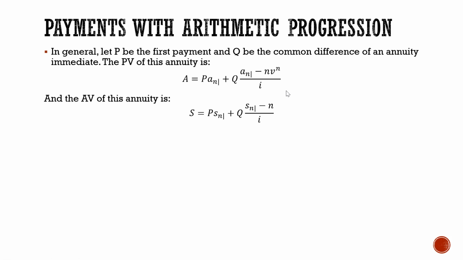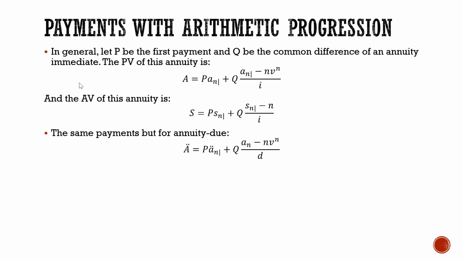So similar to annuity immediate, we also can find present value and accumulated value for annuity due with increasing or decreasing payments. So remember, for annuity due, we go with double dot, and anywhere we see i, we replace it by d. So a angle n is annuity immediate, so for annuity due we have a double dot angle n. Here i will be replaced by d. And the accumulated value of this annuity is s double dot equals P s double dot angle n plus Q (s angle n minus n) over d.